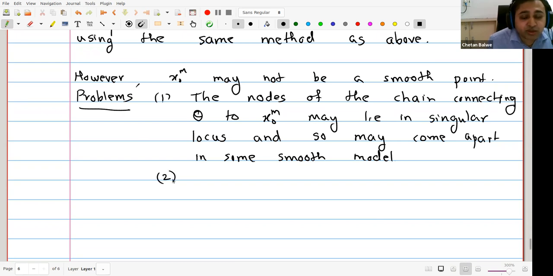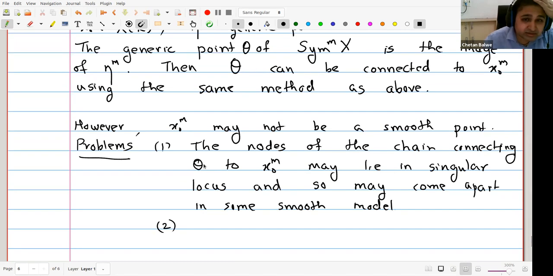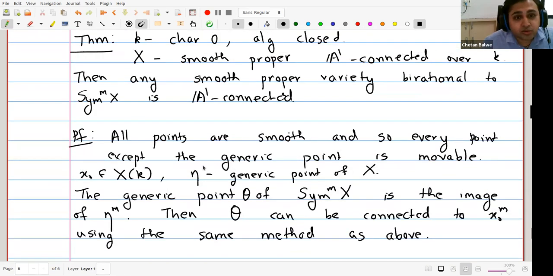Okay. So one thing I should have said, perhaps, is that I'm talking about any smooth proper variety birational to this. Actually, it suffices to prove this for a particular smooth proper variety birational to this. Because if I've got two smooth models of this thing, then using weak factorization, I can connect them by blow ups and blow downs at such things.